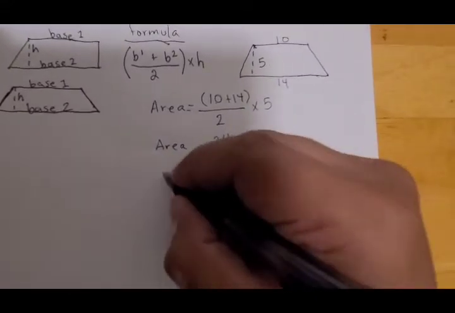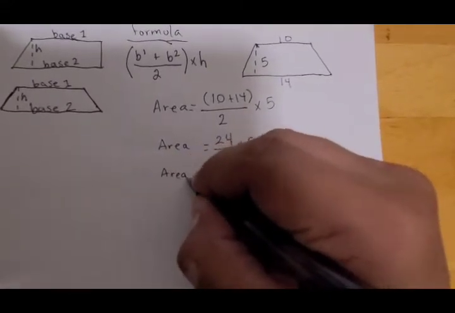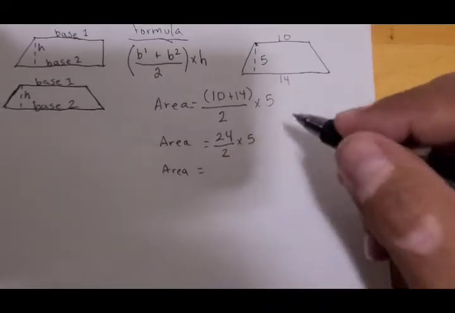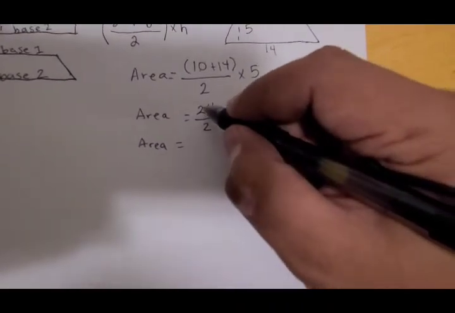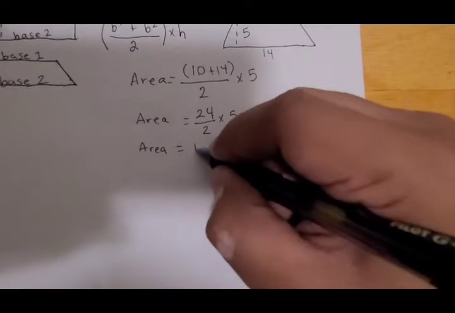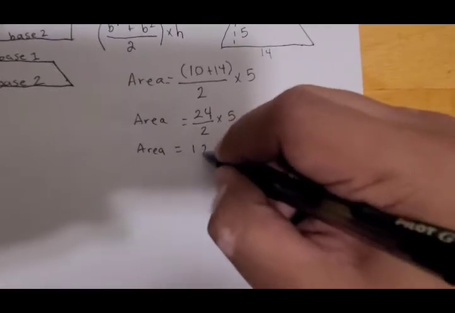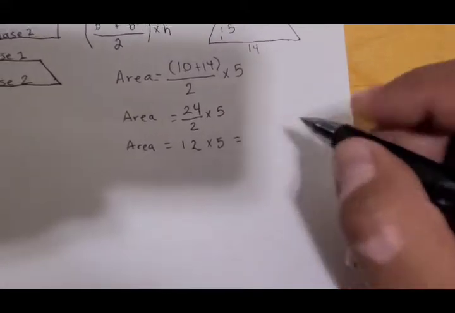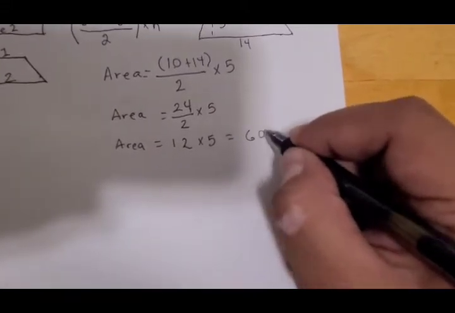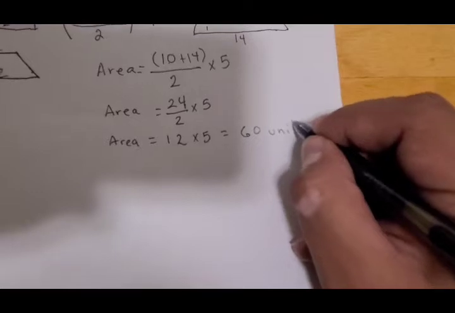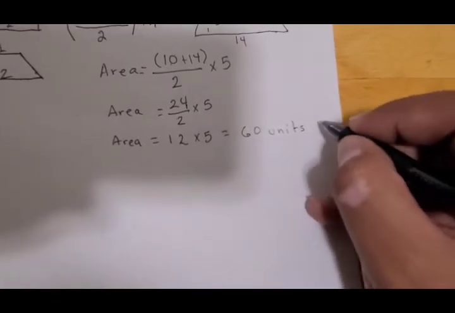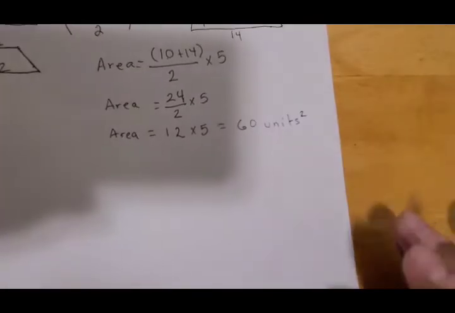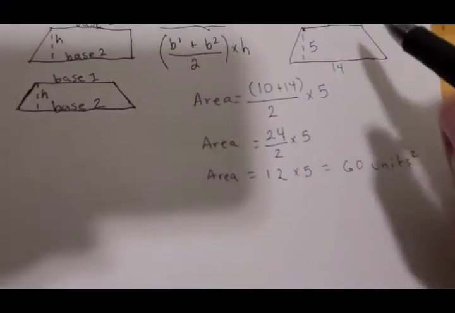As we work it down, our area equals 24 divided by 2 is 12, times 5 equals 60 units square.